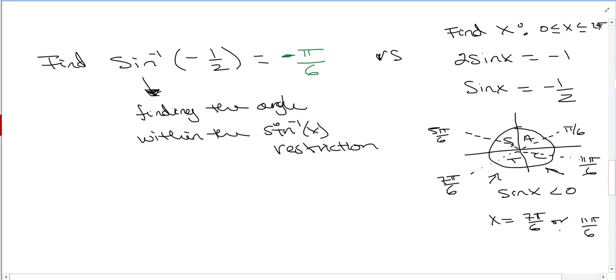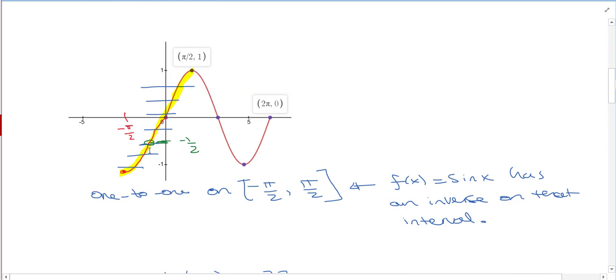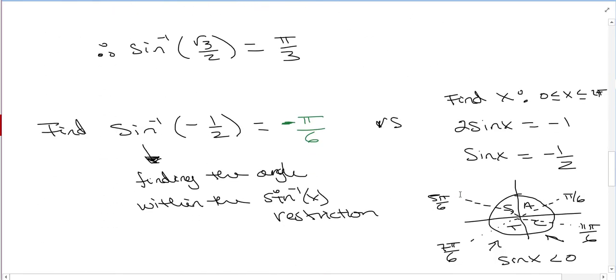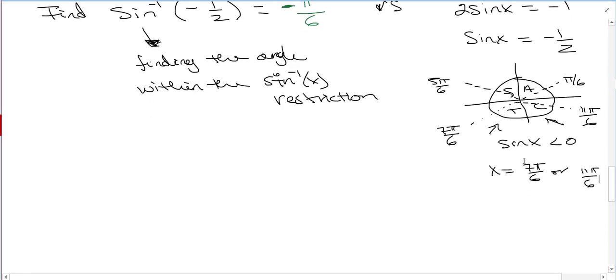So notice the difference in the answers, right? When you're solving an equation, you're not using inverse functions. You're using your knowledge of trig, your quadrants and reference angles. When you're specifically asked to find sine inverse, now you're using the inverse function itself, and you have to keep in mind the restricted domain. So sine inverse of something is only going to give you an answer between negative pi over 2 and pi over 2. Whereas solving an equation on a specified interval, you have to give your answers on that interval.